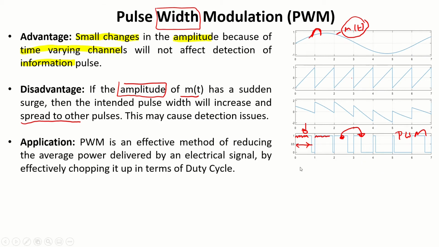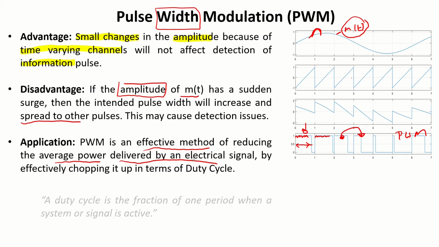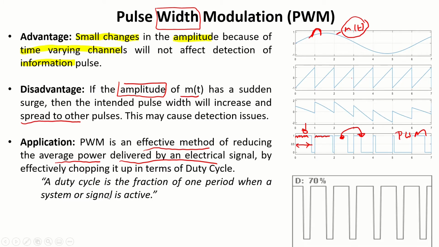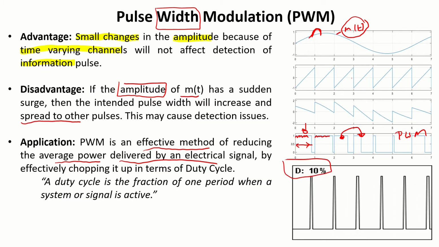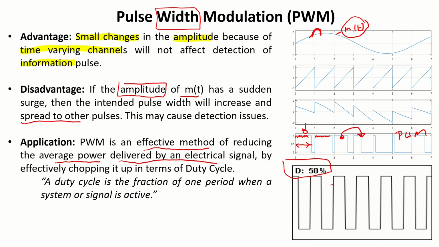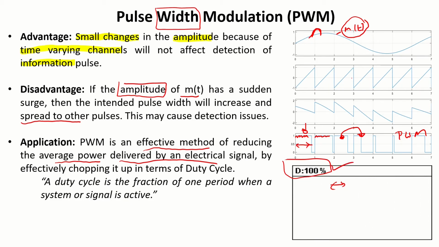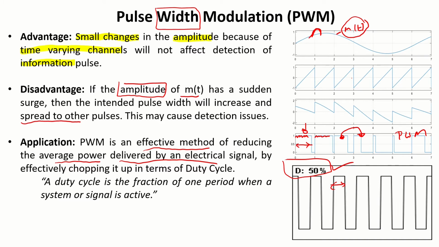As an application, PWM is an effective method of reducing the average power delivered by an electrical signal by effectively chopping it up in terms of the duty cycle, where the duty cycle is simply the fraction of one period when a system or a signal is active. For example, over here, this is a 0% duty cycle which is increasing, so this width would increase and so on until it reaches the 100% duty cycle, and now it is decreasing.